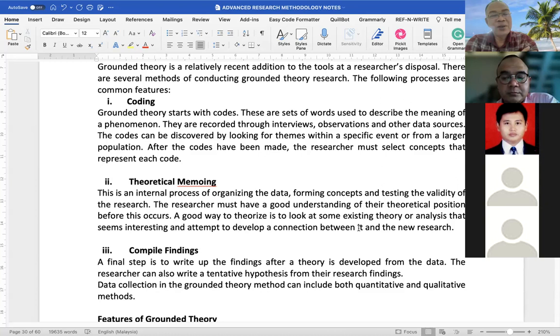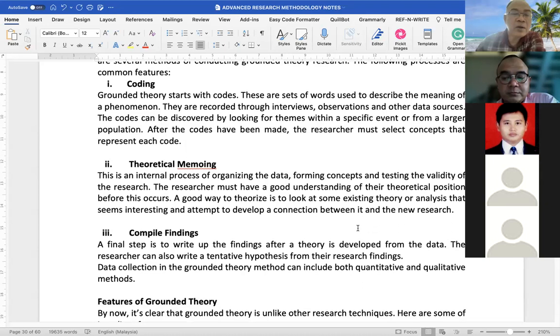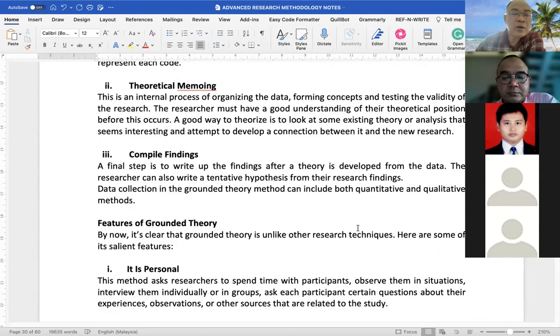Okay, the researcher must have a good understanding of the theoretical position. A good way to theorize is to look at some existing theory. So you need to look at some existing theories related to the topic that you want to do. And finally, compile findings. The final step is to write out the findings after a theory is developed from the data. In the end, you might come up with a theory.